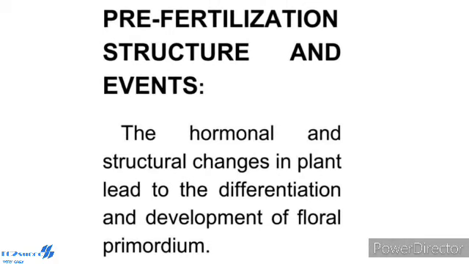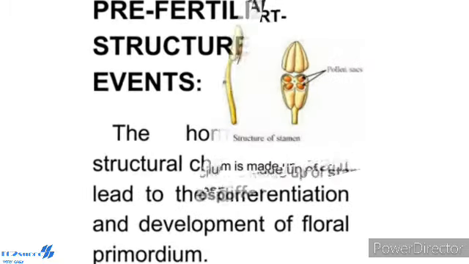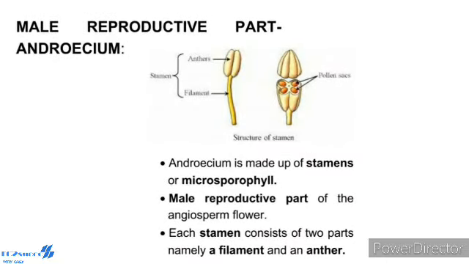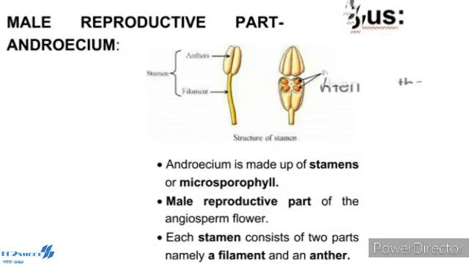The hormonal and structural changes in the plant lead to the differentiation and development of the floral primordium. So the male reproductive part is called the androecium. Androecium and gynoecium are essential organs. The androecium is the male reproductive part. The androecium is made up of stamens or microsporophylls, the male reproductive part of the angiosperm flower. Each stamen consists of 2 parts, namely a filament and an anther.